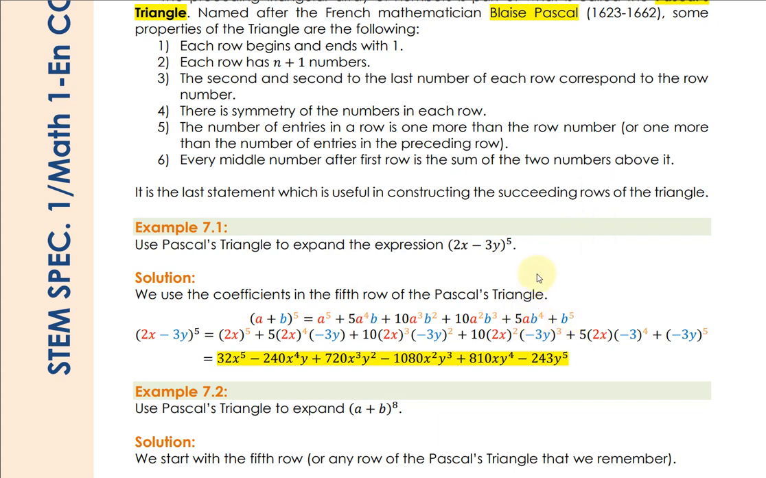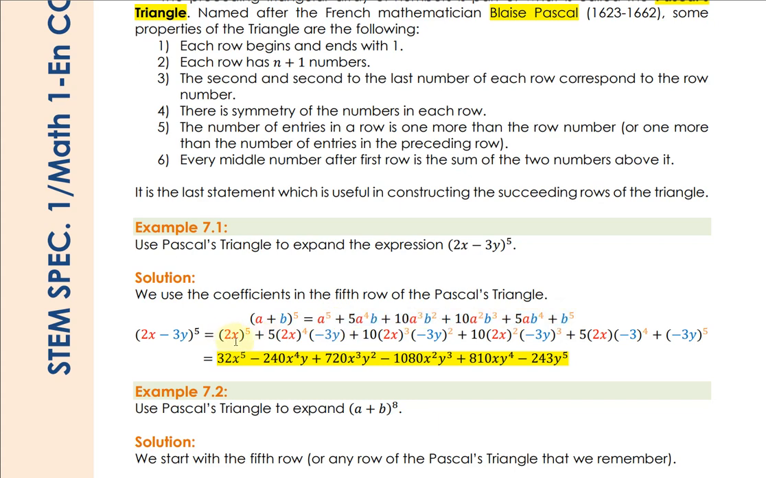The next step is we are going to substitute the values of our a and b. Our a here is 2x, that's why I highlighted it in red, so that you don't get confused. Then our b is, since this is a minus in the given, our b takes the negative sign. So our b here is negative 3y. So we are just going to substitute the values of our a and b here.